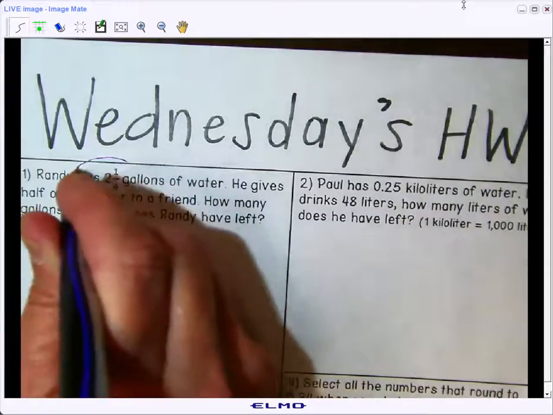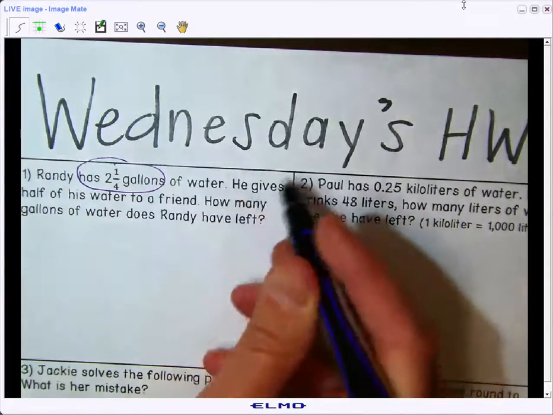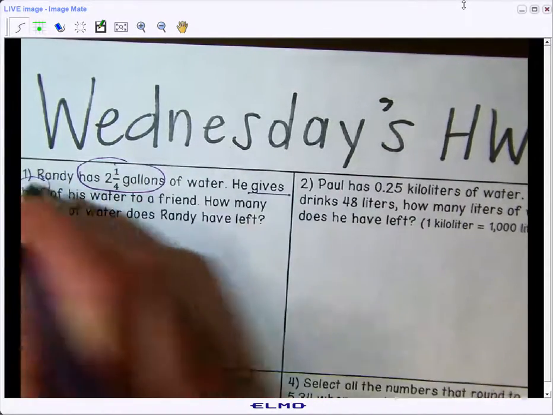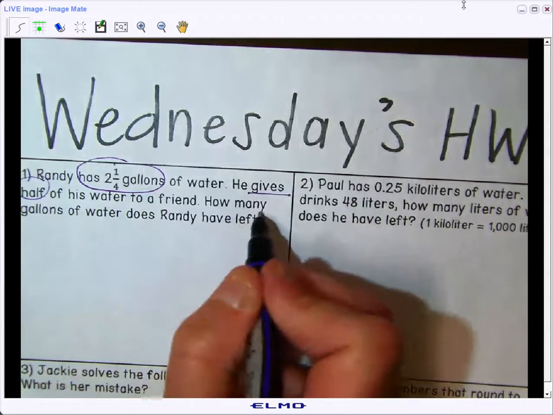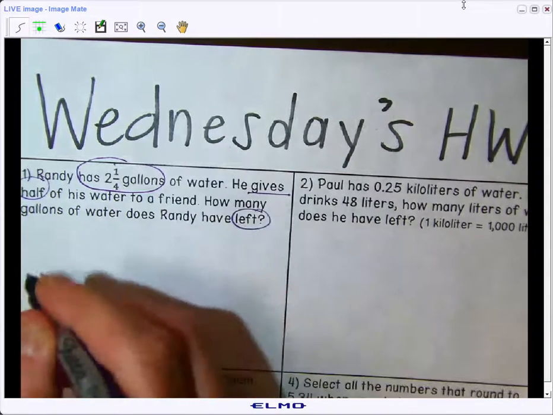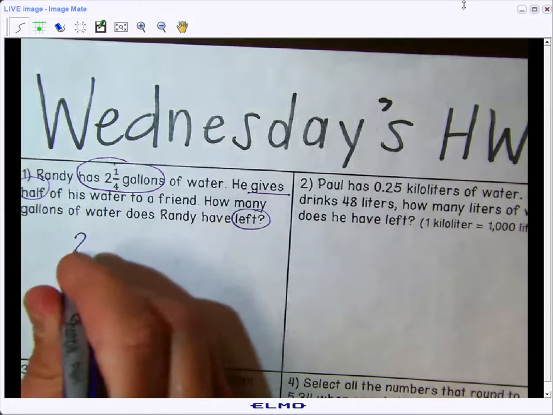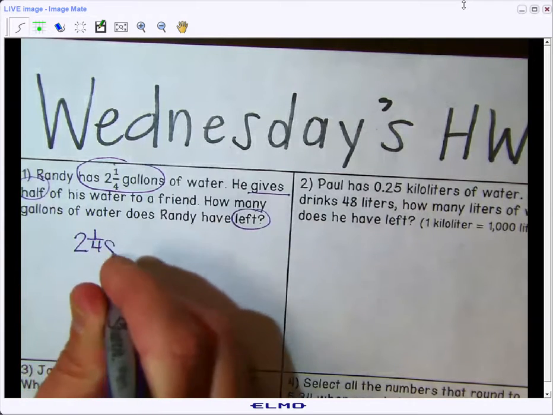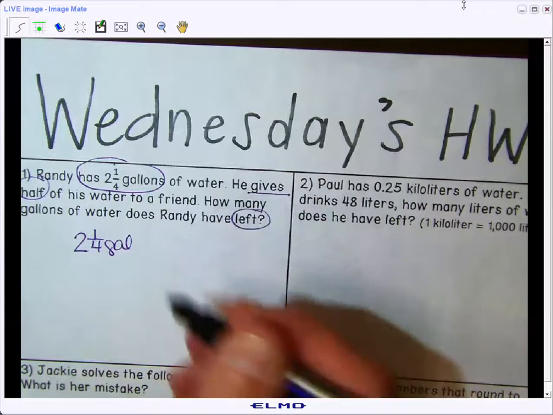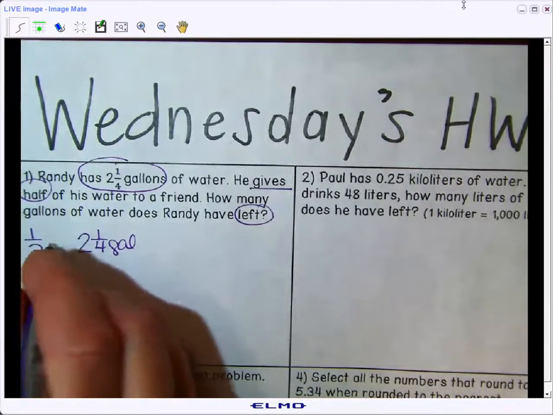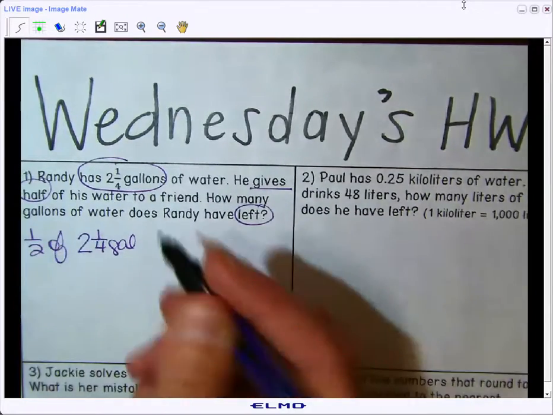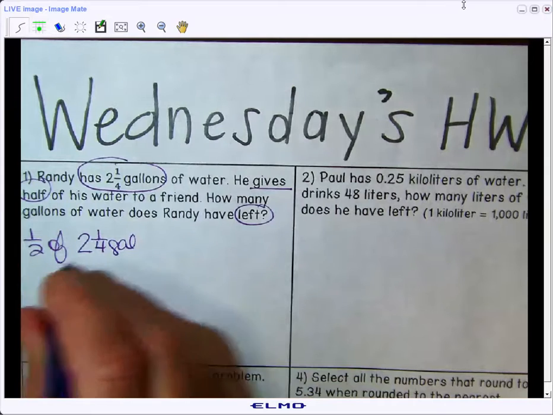Randy has 2¼ gallons of water. He gives half of his water to a friend. How many gallons of water does Randy have left? So he begins with 2¼ gallons, and he's going to give half of it to his friend. So he wants to give away half of what he has. So we were going to be multiplying.